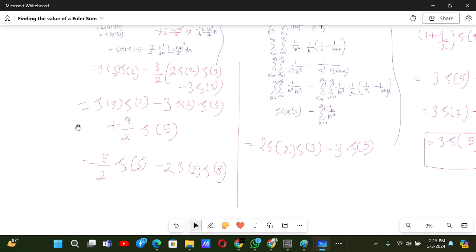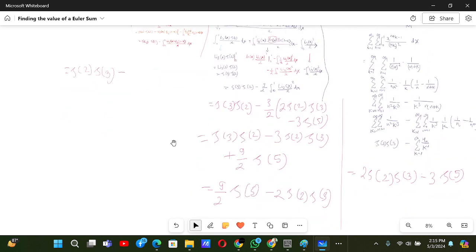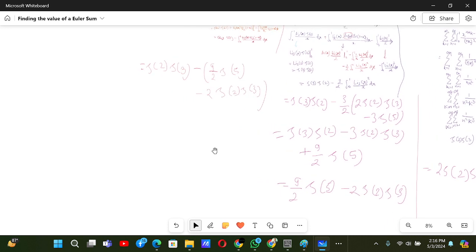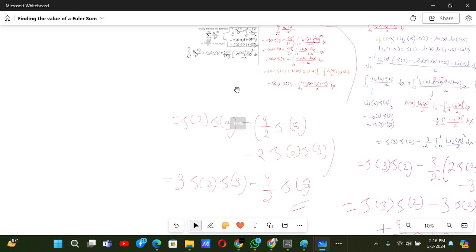Yes, good. Now again replace it back over here. So this is zeta of 2 zeta of 3 minus this expression over here, which is 9 by 2 zeta 5 minus 2 times zeta 2 zeta 3. So what do we get? Basically 3 times zeta 2 zeta 3 minus 9 by 2 zeta 5. Now finally we would have the answer.